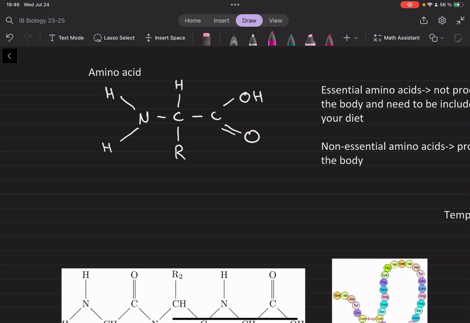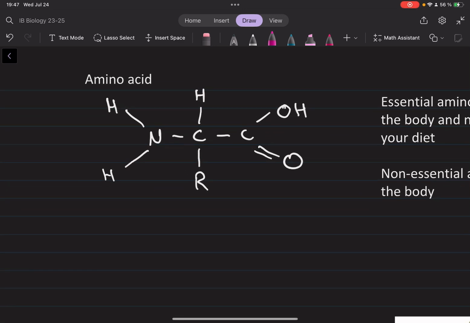And the first thing we're going to need to know about an amino acid is how to draw one, or at least how to recognize one. And how I like to do it is by dividing it into three different sections. This group over here is called the amine group, and it's made of the nitrogen and then the two hydrogens bonded to it. Then the carboxyl group, which is a carbon double bonded to an oxygen, and then also a hydroxyl group.